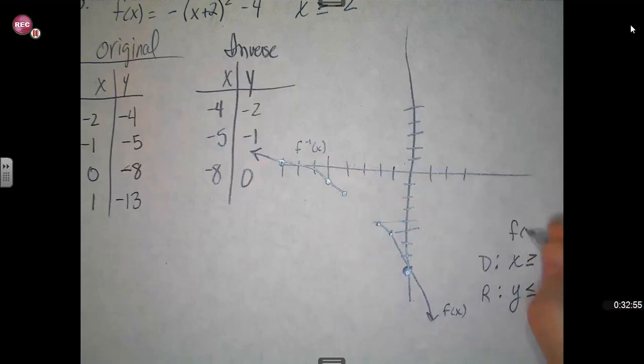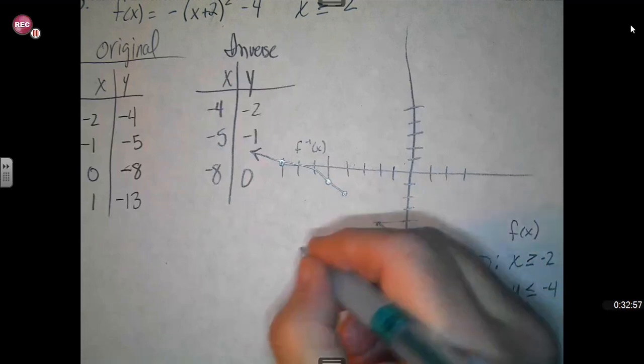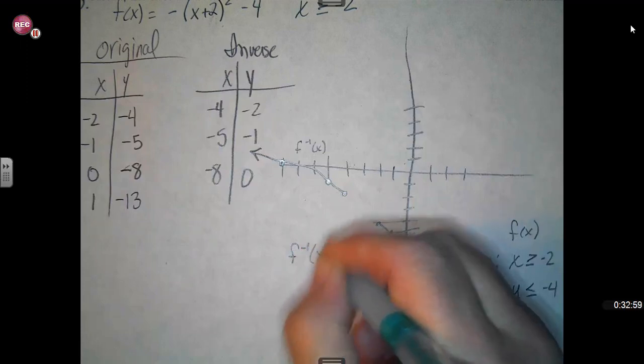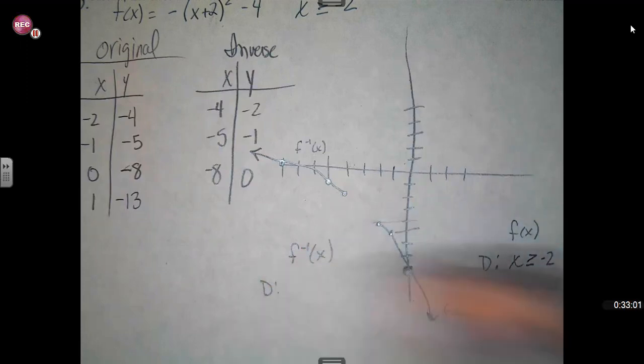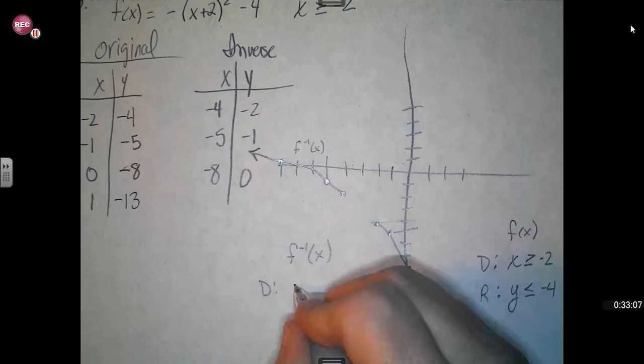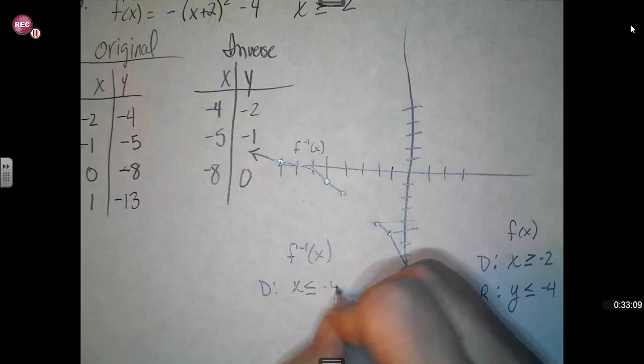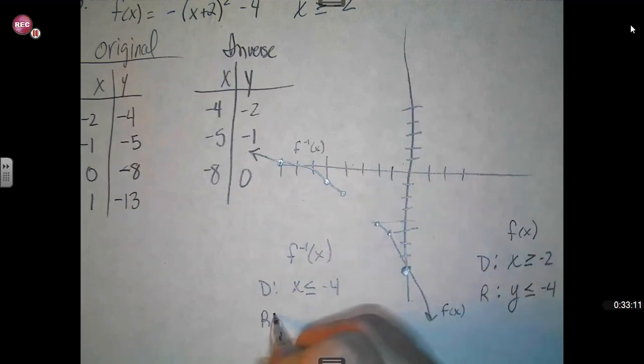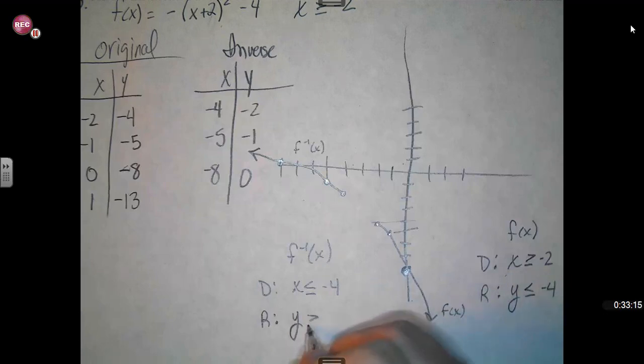Which means for my inverse, f minus 1 of x, I don't even need to look at the graph. The domain is, I change that y to an x, so I get x is less than or equal to -4. In my range, I change that x to a y. Y is greater than or equal to -2.